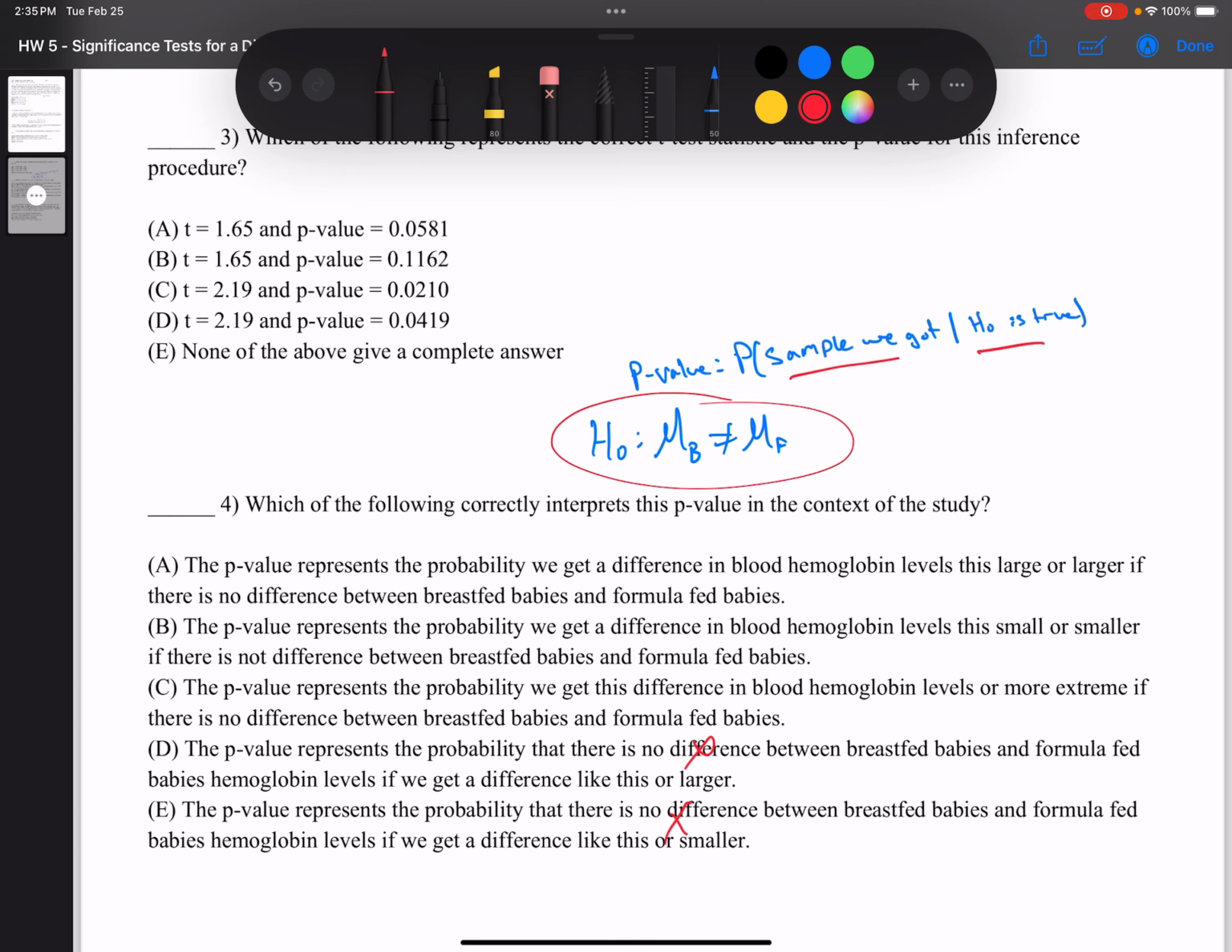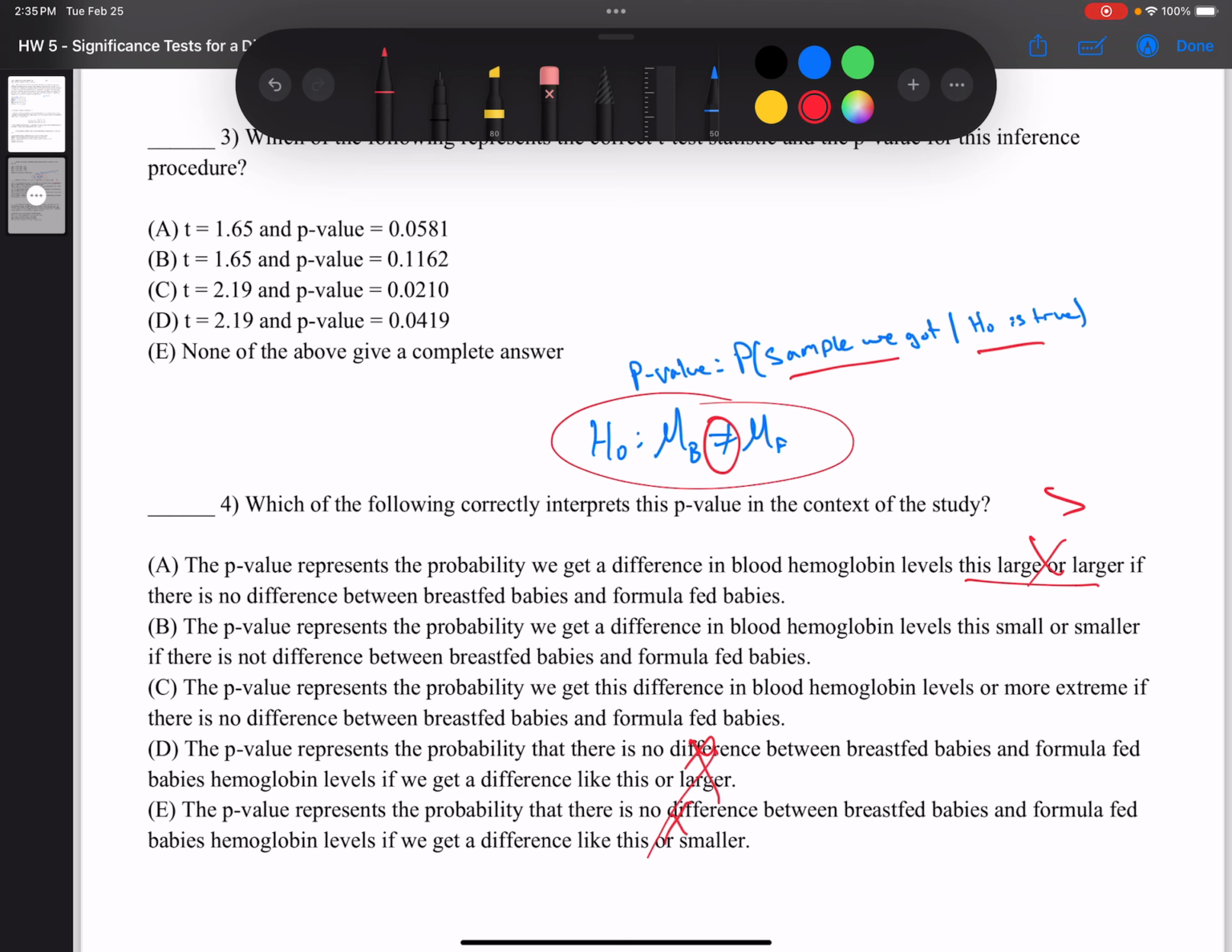We want the sample we got, okay? That's talking about the null hypothesis. So D and E are out of the question. So our 3 choices are A, B, and C. Now remember, our null hypothesis is not equal to, not greater than, not less than, but not equal to. Okay, so if we look at A, it talks about a difference in blood hemoglobin levels this large or larger. That would be signifying a greater than. So that's out of the question.